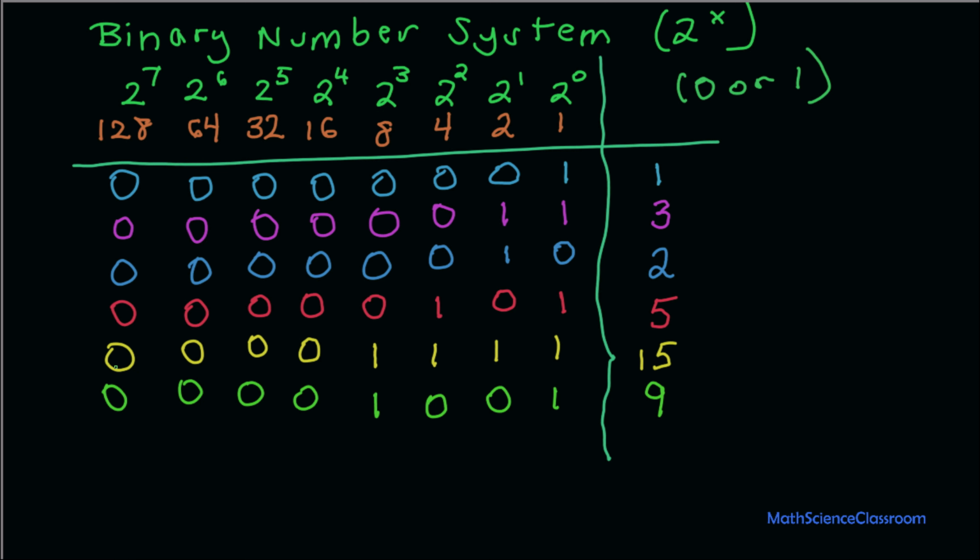Okay, the number 30. 2 to the 5th is 32, so that's too high. 2 to the 4th is 16, so we'll start with that. 16. And then 8 is 24. And then 4 is 28. And then 2 is 30. So we're not using the 2 to the 0 position, and we complete the rest with zeros.